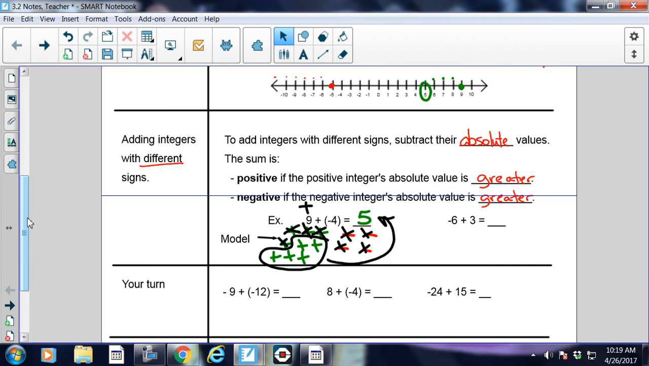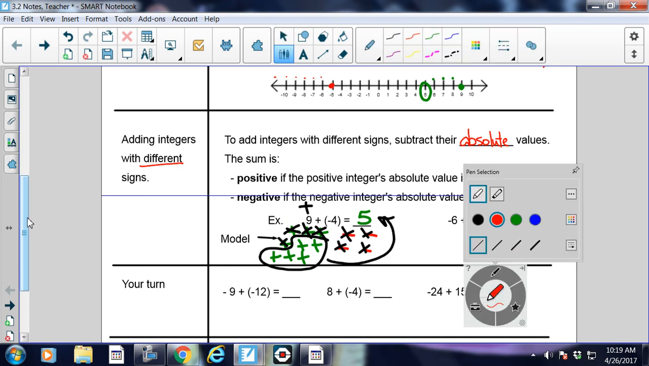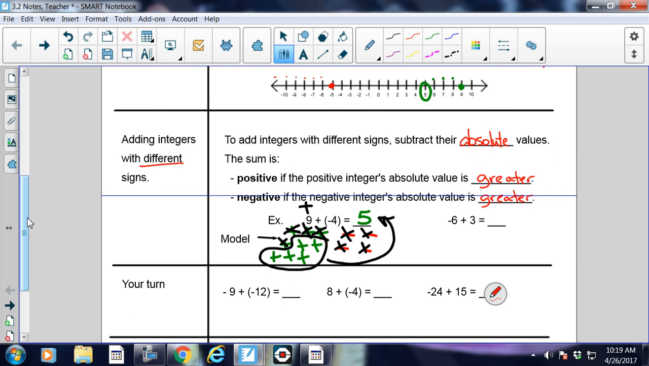Take a look at the next example over here. -6 and 3. If we follow the rules that are up above, which is the words, absolute value of -6 is 6. Absolute value of 3 is 3. It says to subtract them. So we know the answer is going to be 3, but is it going to be +3 or -3? Well, which absolute value is greater? The team negative wins.